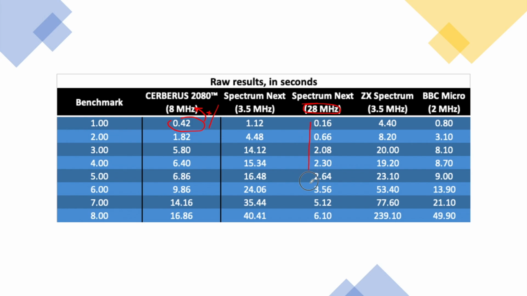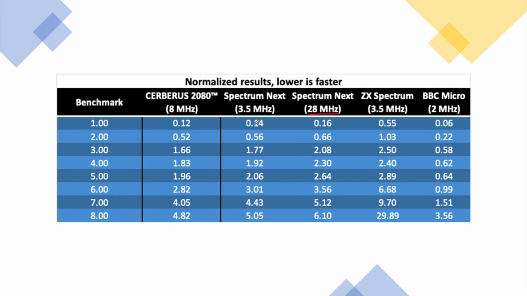So in the case of this column here, nothing changes because we are multiplying by 28 and dividing by 28. But in the case of Cerberus, we multiply by 8 and divide by 28. In this case here, we multiply by 3.5 and divide by 28, and so on and so forth. And then what we get is this. And you cannot interpret these results as seconds anymore because this is all normalized. But again, the lower the better.